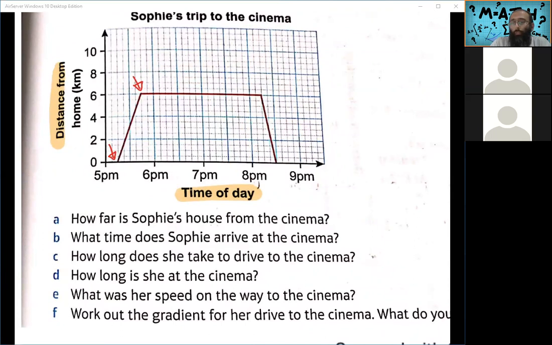Okay, so let's have Layla. What time did she leave the cinema, Layla, from the graph? 8:30. Okay, so she left the cinema at past 8. Now, what does this part here, Layla, represent? When she was at the cinema. So that's the time spent at the cinema.